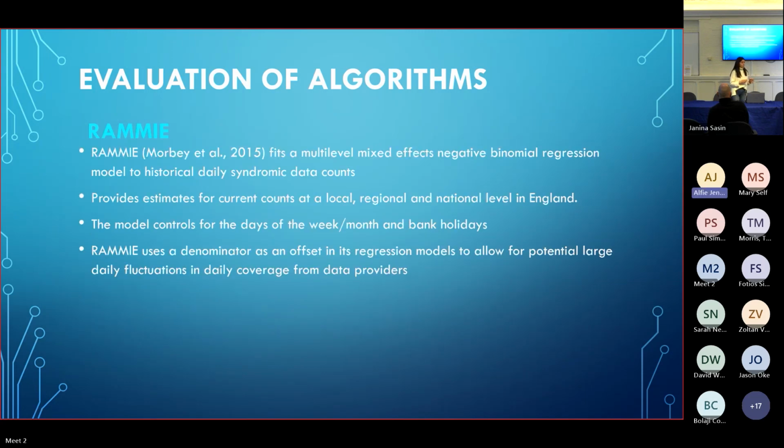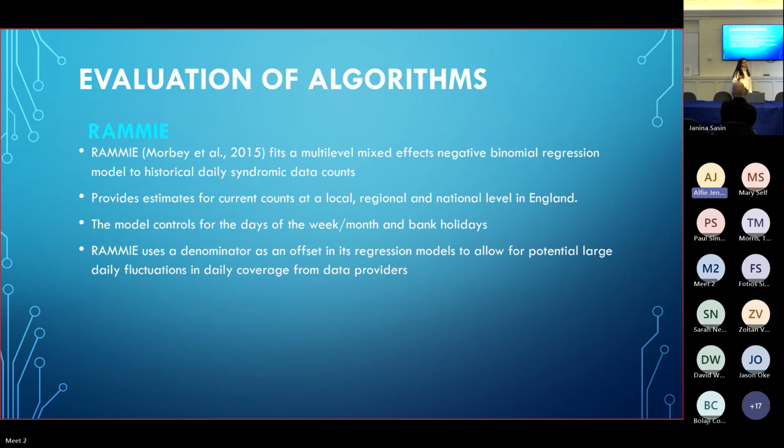A bit more detail about RAMMIE, which is used for syndromic surveillance. Like I said, the Farrington method is a Quasi-Poisson regression-based algorithm. RAMMIE is a multi-level mixed effects regression model. Why is it multi-level? Because it also takes into consideration geographical location, so the spatial aspect.